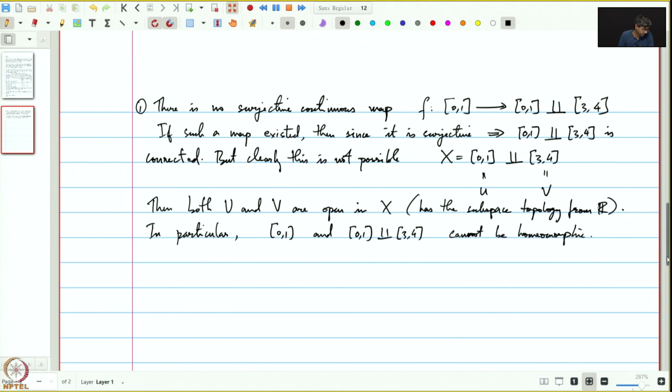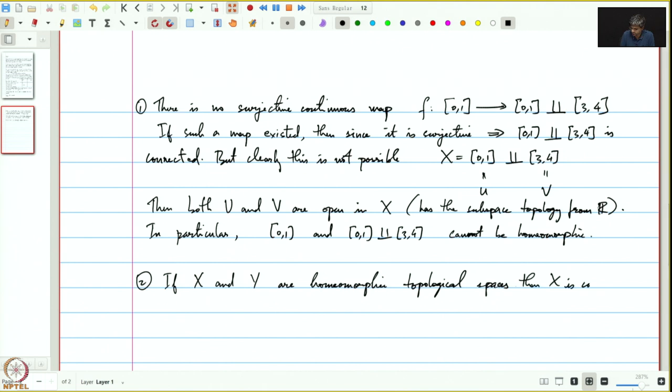Okay. Another simple observation is that if X and Y are homeomorphic topological spaces, then X is connected if and only if Y is connected.